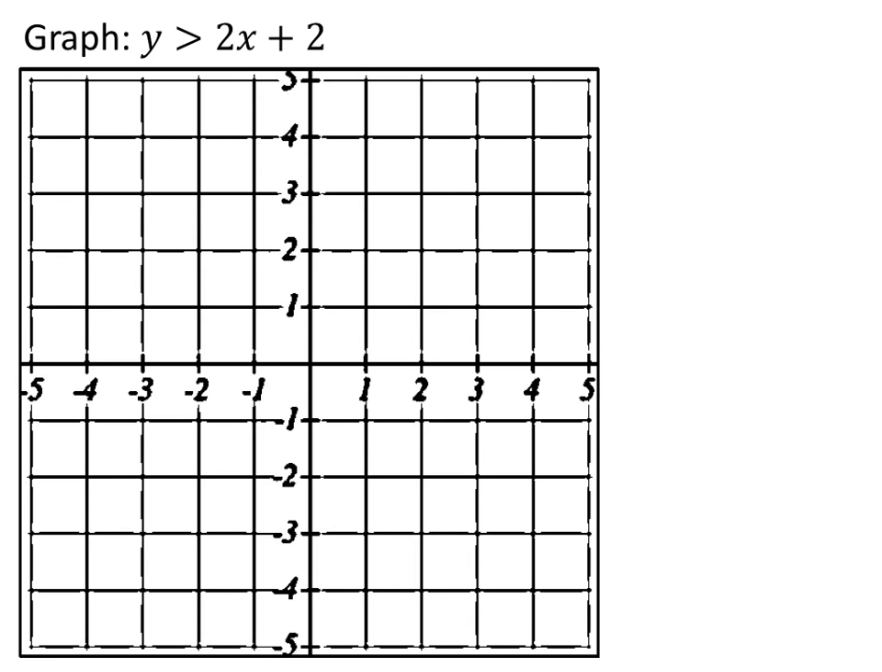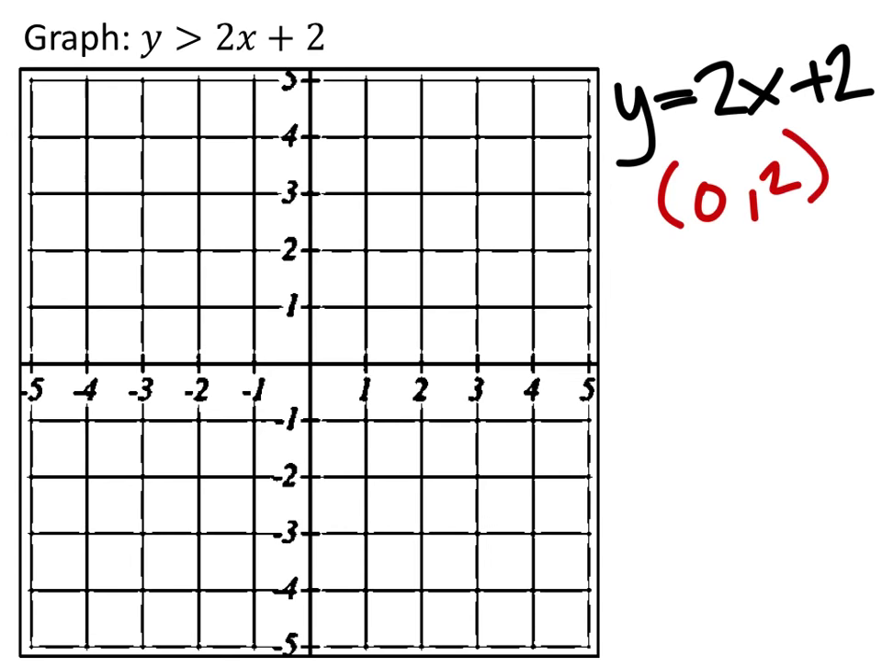All right, y equals, nope, it's not equals. y is greater than 2x plus 2. So when graphing this, we will treat it like it were an equation. So y equals 2x plus 2. This will give us the line. And the line that I get starts with a y-intercept of (0, 2), which would be right here. And we got a slope of 2.